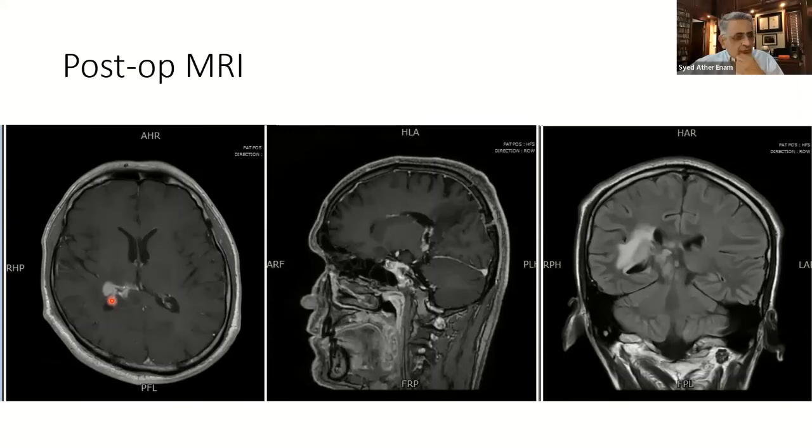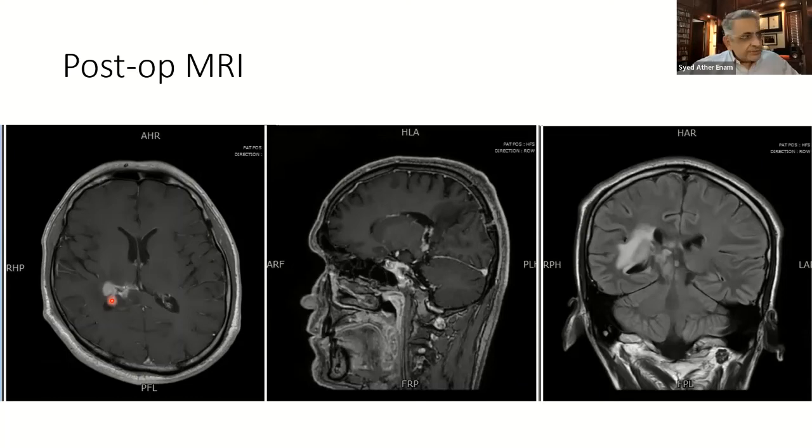So I may debulk it a little bit, but I want to go beyond the tumor to see the surface, and then go from there and approach it. This way I know what normal structures I may encounter, and that is particularly true in the fourth ventricle.